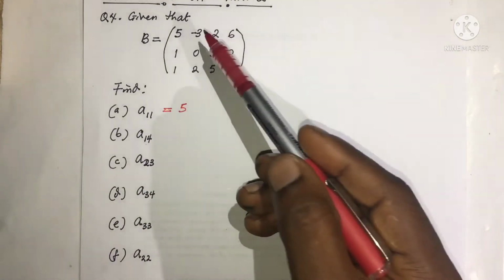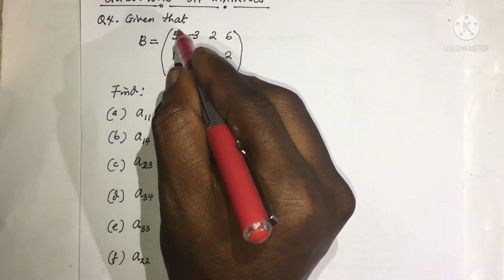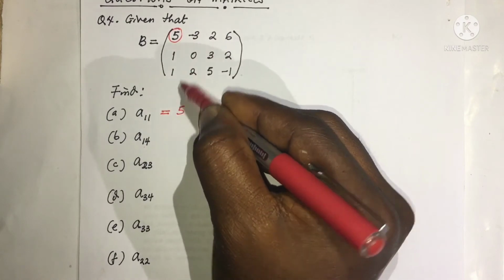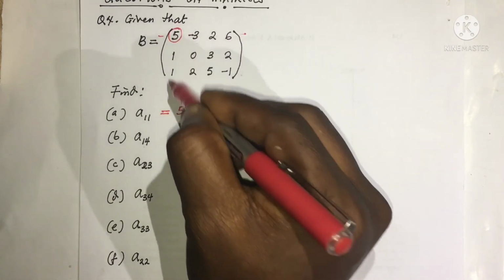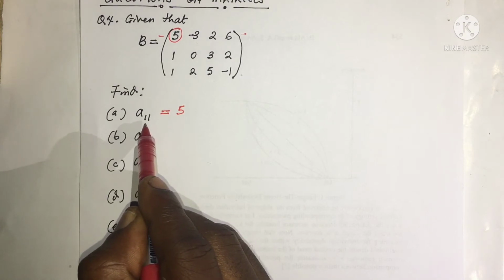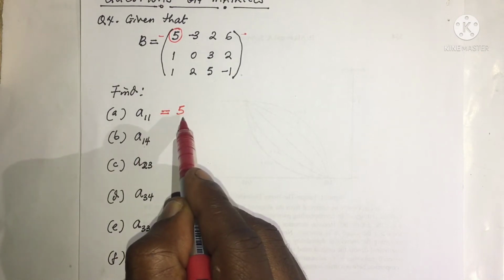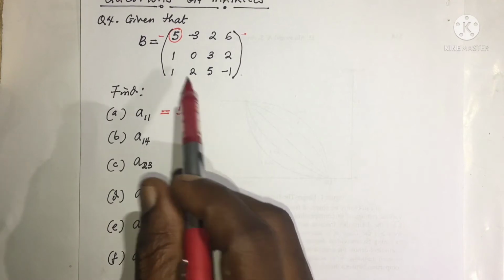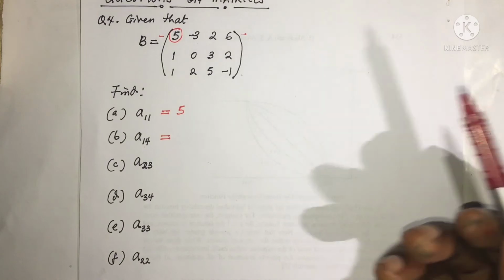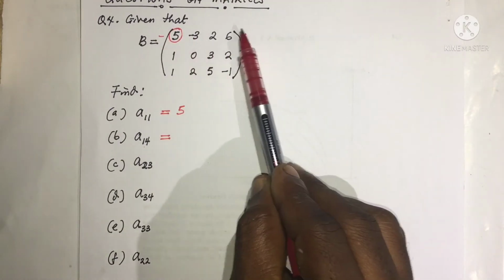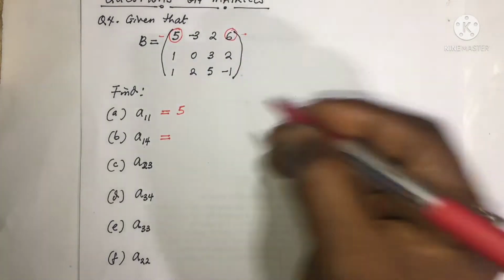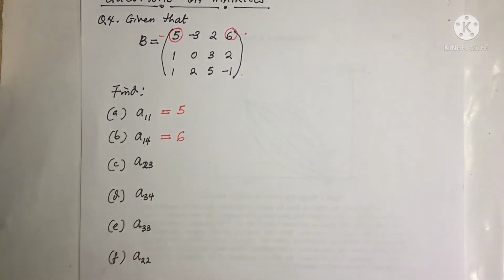Why? Simply because 5 is the number that occupies the first row and first column. The 1, 1 means 1 is for the first row, 1 the first column. So what number occupies the first row and first column? It is 5. Now A14 is the number that occupies the first row but fourth column, and that number would be 6. So my answer here is 6.